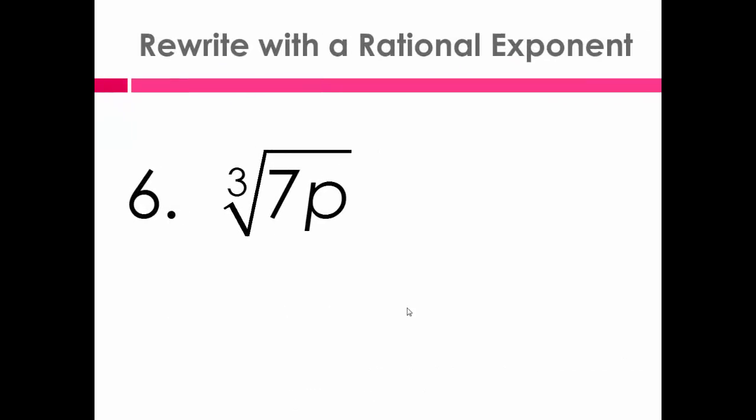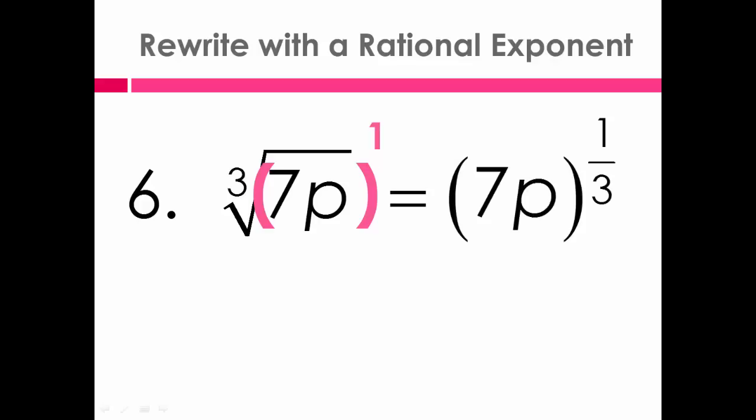The first thing you want to do is put parentheses around your radicand. Then ask yourself, what's my root of this problem? The root is here. Roots go in the ground, so that's going to be our denominator of the fraction. What's the power? That's an understood 1. So our answer is parentheses 7p to the 1/3. You must have the parentheses on the answer.